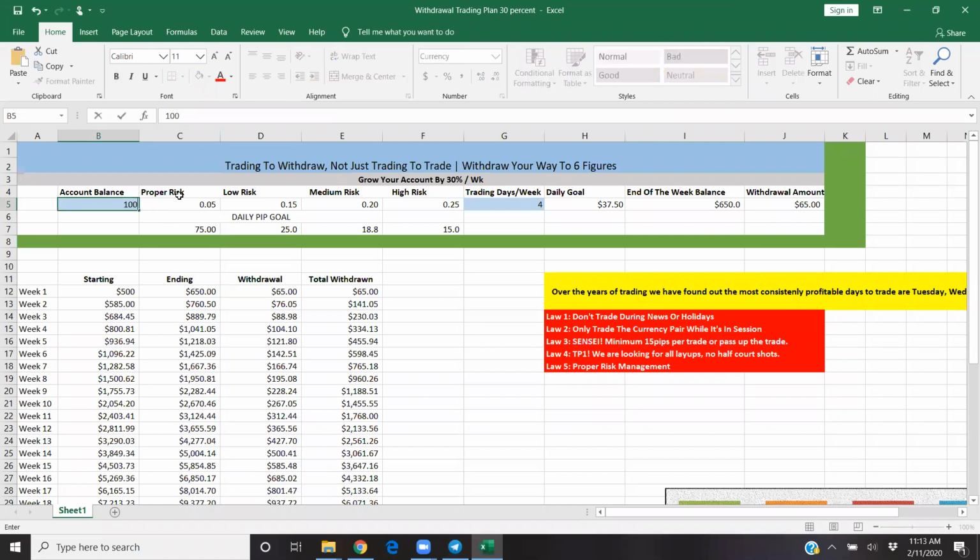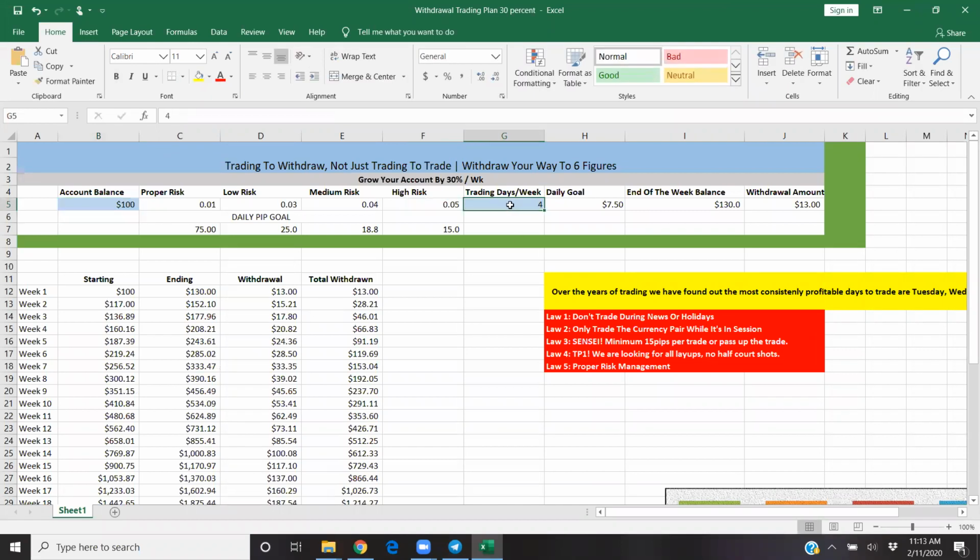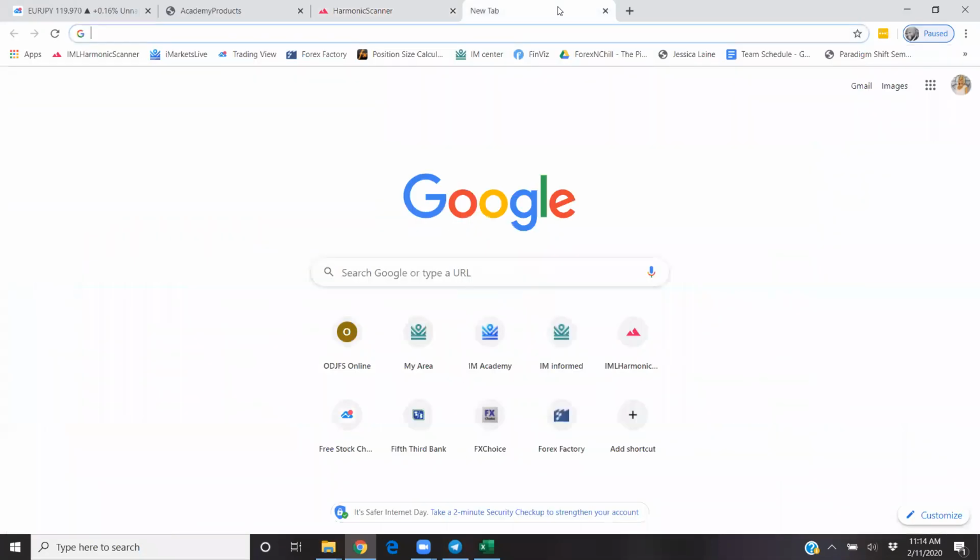So say you have a $100 account. If you were to catch that 30 pips, you would be almost halfway with your proper risk goal to earning. If you're looking for more of a low risk option, you would have caught your whole daily pip goal just in that one trade. So this can actually help you achieve that growth that your account is looking for. And then I can show you a calculation.